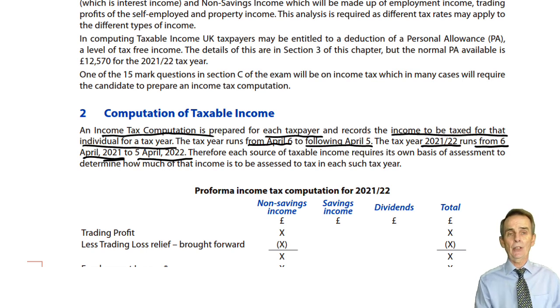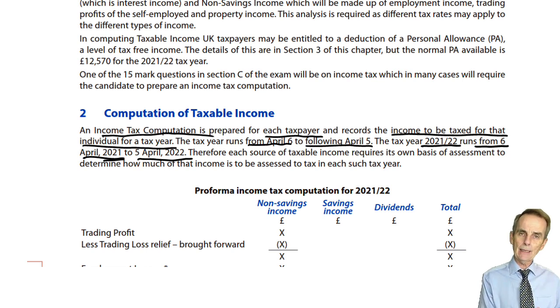What will they be assessed to tax on? Well, something that does take you back to financial accounting, it will be the profit. It will be a profit for an accounting period. But I hear you say, businesses do not necessarily, whether sole trader or partnership, prepare their accounts to the 5th of April. Not all businesses have a year-ended 5th of April. So that sets us a problem that will exist for all of our sources of taxable income.